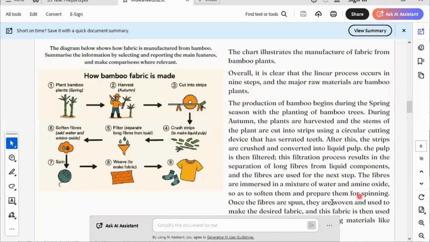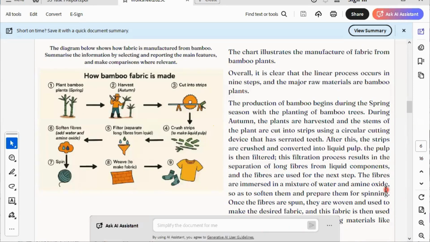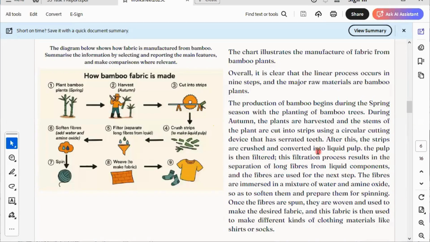Once the fibers are spun, they are woven and used to make the desired fabric. Can you see that? And this fabric is then used to make different kinds of clothing materials like shirts or socks. So you see the report, very straightforward. Describe what you can see. That's what we do when it comes to our process chart report. I hope you get my point.